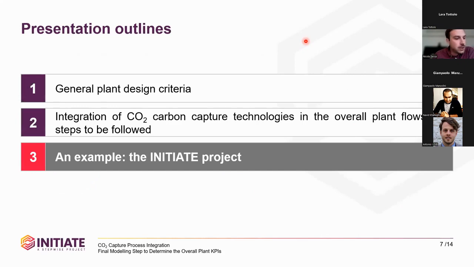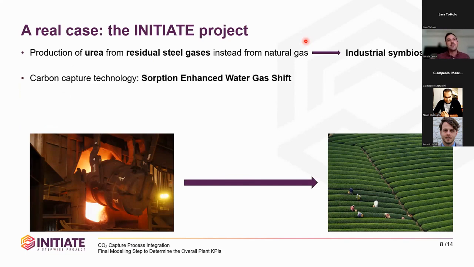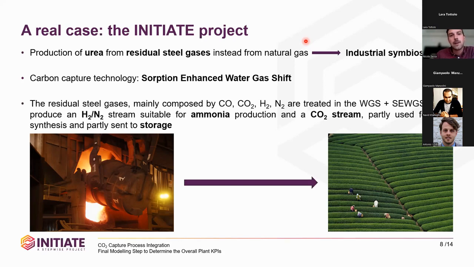Moving now, we talk about the Initiate process project. As Eric said at the beginning, the Initiate project is based on industrial symbiosis between the urea and the steel industry, so the production of urea from the steel gases. At the center of this symbiosis, we have the sorption enhanced water gas shift described by Francesco. The residual steel gases, composed mainly of CO, CO2, hydrogen, and nitrogen, are treated in the water gas shift and the SEWGS section in order to produce a stream rich in hydrogen and nitrogen, suitable for ammonia production, that is combined with a CO2 stream to produce urea. The excess CO2 not used in the urea synthesis can be sent to storage.